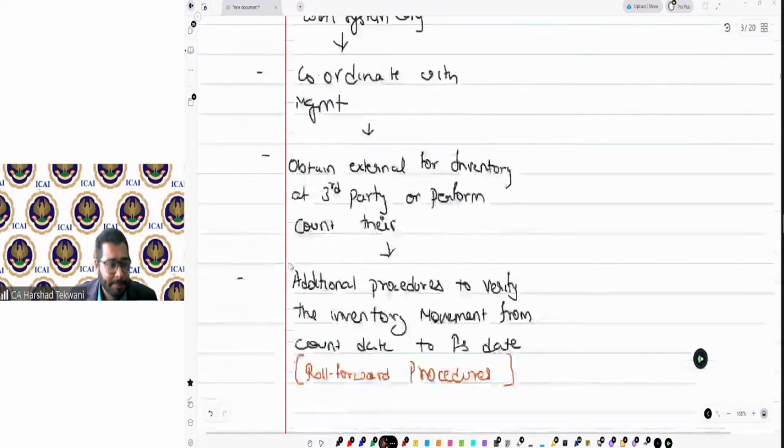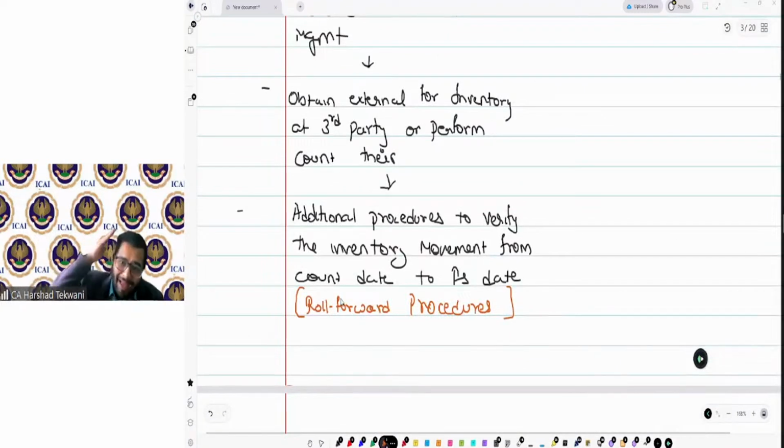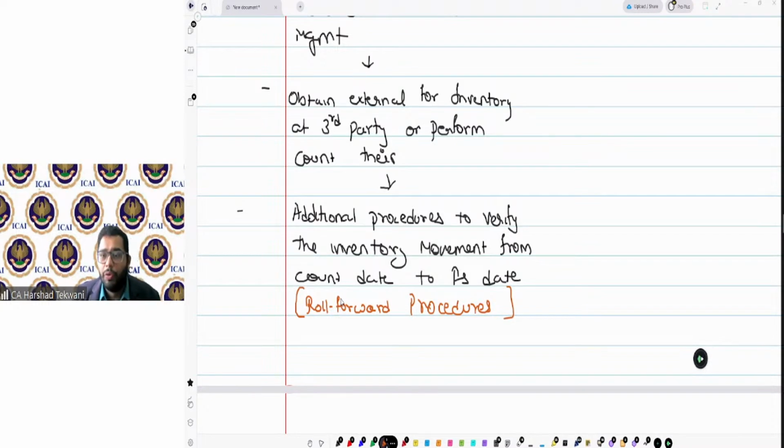Same procedures. This time I just need to go back instead of going forward. So I need to perform additional procedures to verify the inventory movement from FS date back to the count date. Instead of going forward, I will go back. And usually when I go back, I call that rollback procedures.